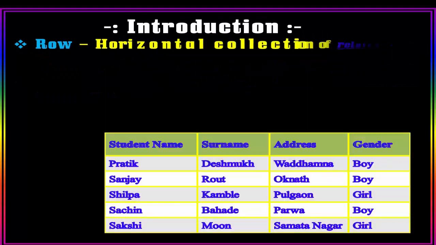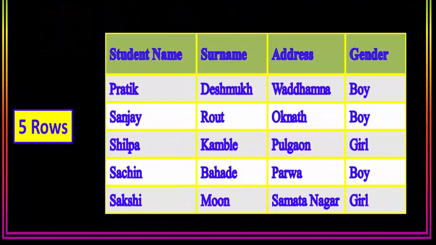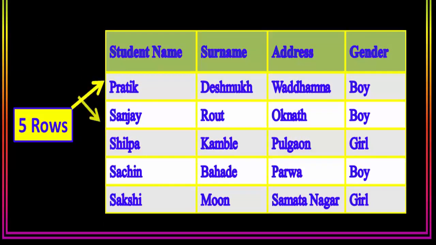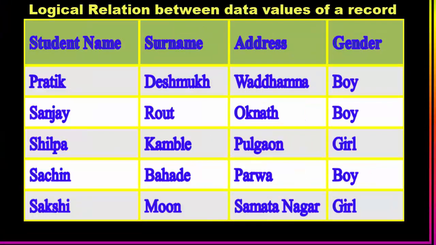Third one is row or record. A horizontal collection of related data in a table is called a row. Remember that in database, a row is also called a record of a table. In this example, there are a total of 5 rows or 5 records. Each record contains personal information of a student. First record contains Pratik's information, second record contains Sanjay's information, third record contains Shilpa's information, fourth record Sachin's information, and fifth record Sakshi's information. Note that the word related is important in the definition of record.